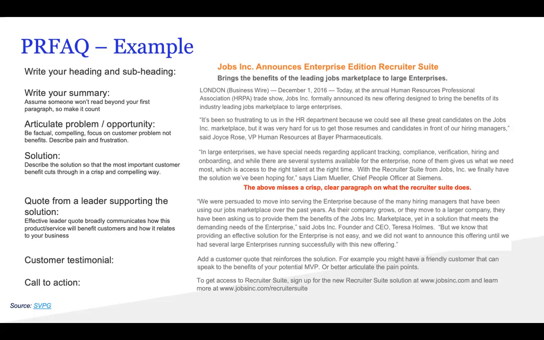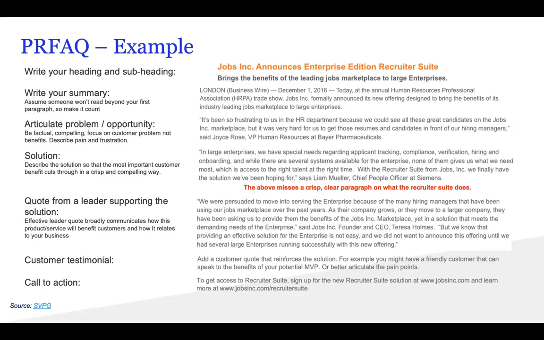Number 3 is the solution. Describe the solution so that the most important customer benefit is readily apparent. So make sure that your paragraph here is crisp and it's compelling, and it talks through how the solution will bring immediate benefits to the customer.